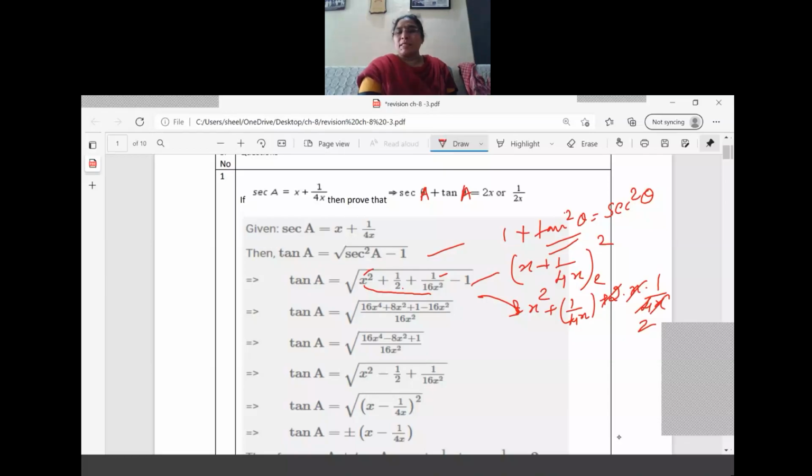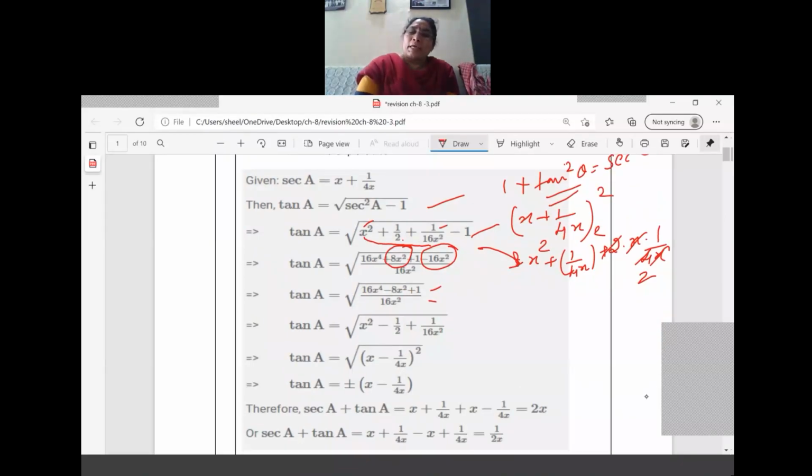So 16x raised to 4, no change. The middle terms are 8x square and minus 16x square. So what is the answer? Minus 8x square. And the remaining term is plus 1. Now if you consider this, dividing each term by 16x square, we get x square minus 8x square by 16x square, which is minus 1 by 2, then plus 1 by 16x square. That is equal to (x minus 1 by 4x) whole square only.